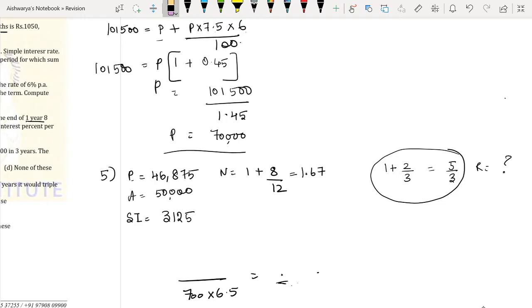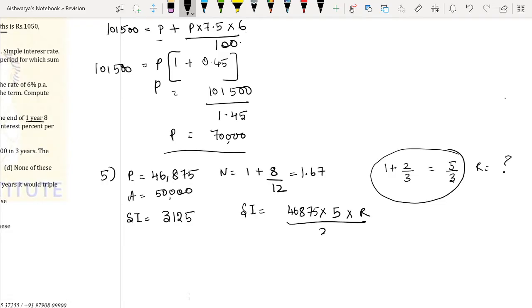After this, it's the formula, but the only thing that is different about this question is this section, which is why we have taken up this particular question. So how do you substitute it in the formula? SI is equal to P, which is 46,875, into N, N is 5 by 3. I'm not putting the 3 right now. Into R divided by 300. The 3 comes to the denominator because it's all multiplication here.